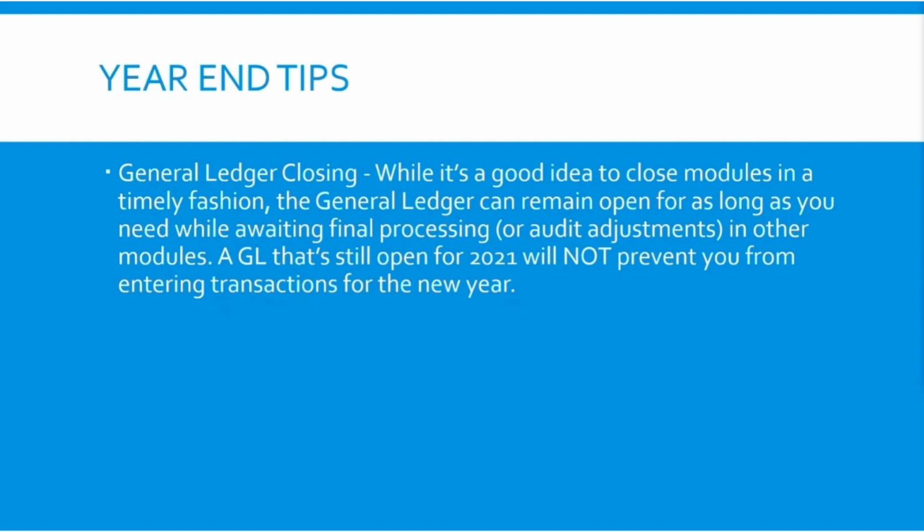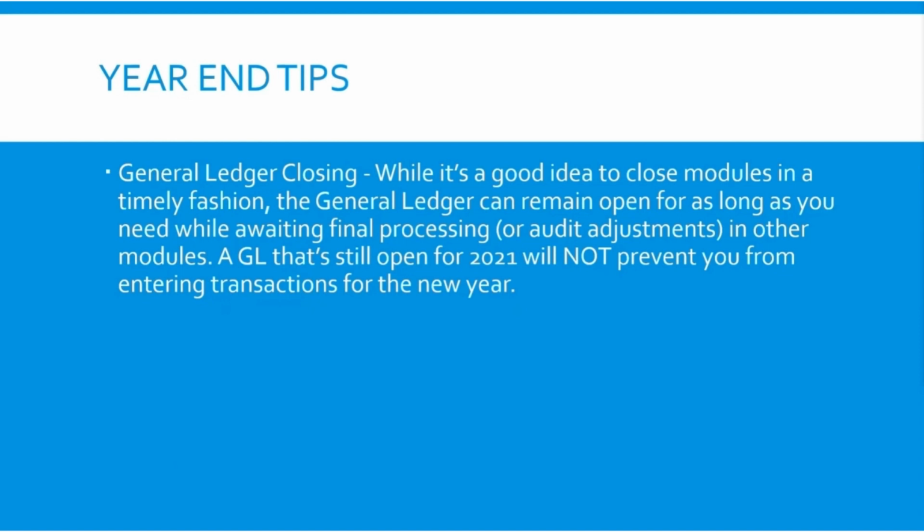I don't recommend that you run the year-end on the general ledger if you're waiting for adjustments, because you'd have to reopen it to book those adjustments, and that's not unusual. So the recommendation there is just close all the other modules, leave the general ledger open until you've got what you need to close that out for the year, and then you can run the general ledger close.